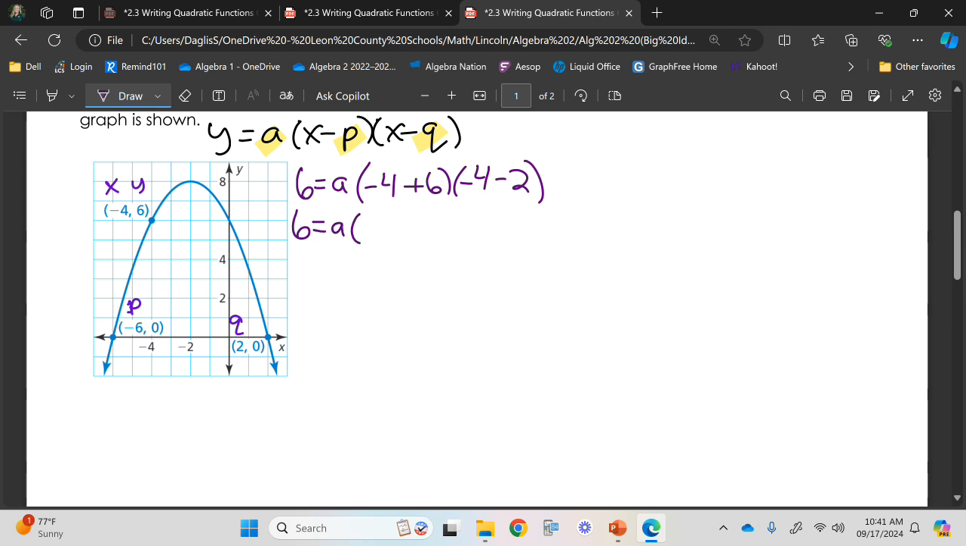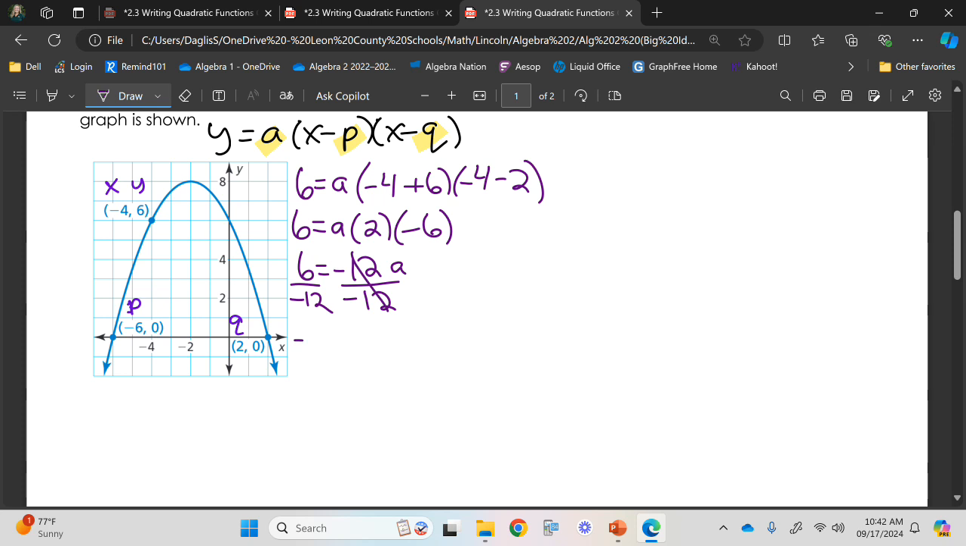Negative 4 plus 6 gives me what? 2. Negative 4 minus 2 gives me negative 6. 2 times negative 6. So I get 6 equals negative 12a. What's my last step? Divide. Divide both pieces by negative 12.